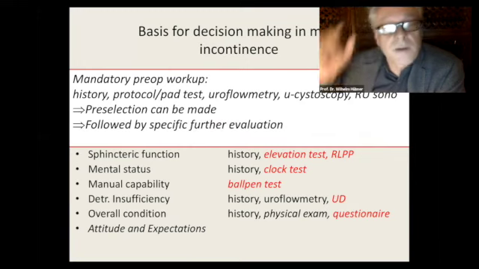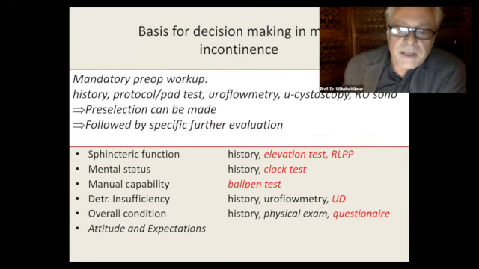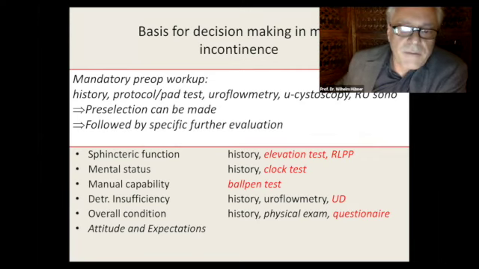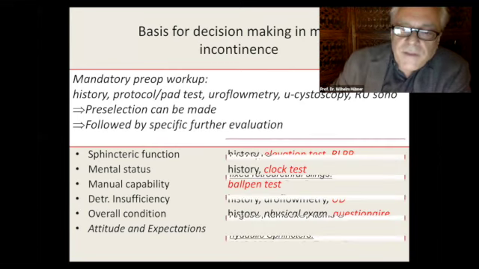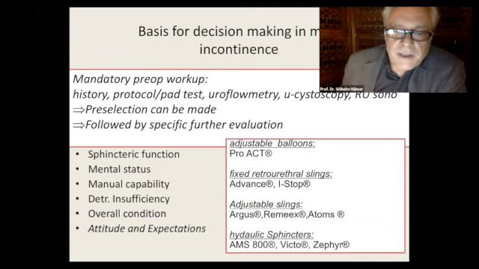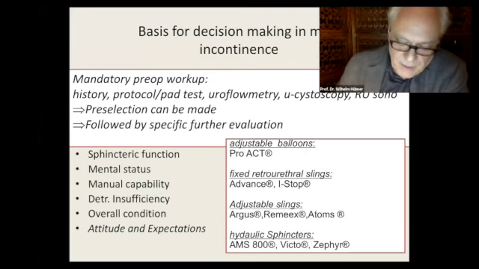But this should be followed by a specific evaluation, as I mentioned, by an elevation test, retrograde leak point pressure, a clock test or a ball pen test before you implant an AUS to make sure the patient will be able to use it, and so on. When you have this information, then you can decide between the methods that we have available: the adjustable balloons, fixed retrourethral slings, adjustable slings, and hydraulic sphincters. And these four methods, as Emmanuel already told us, really work in different ways.